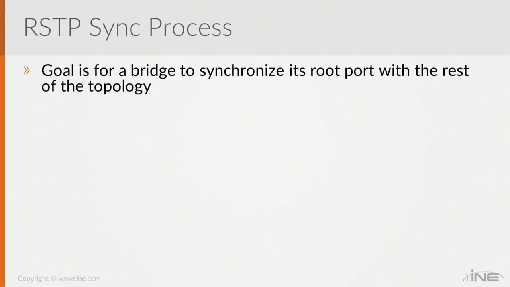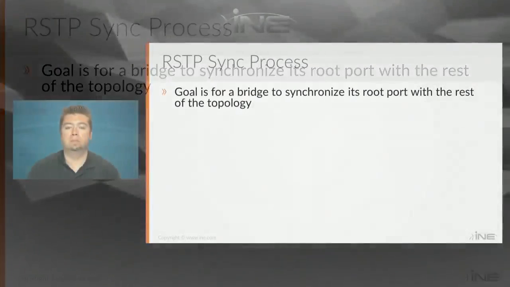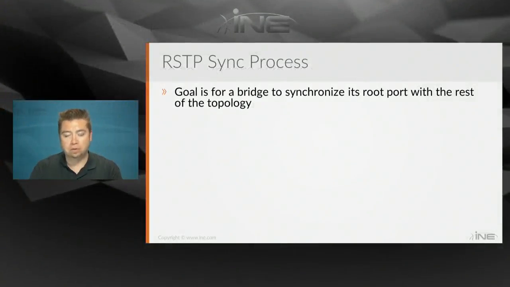This is called the synchronization process. The goal of the synchronization process is to figure out what our root port is. In previous legacy spanning tree, you figured that out just by sitting there and waiting for 30 seconds, waiting for the BPDUs to come in everywhere. You figure out whichever one has the lowest cost to the root bridge. Then eventually you go into the forwarding state.